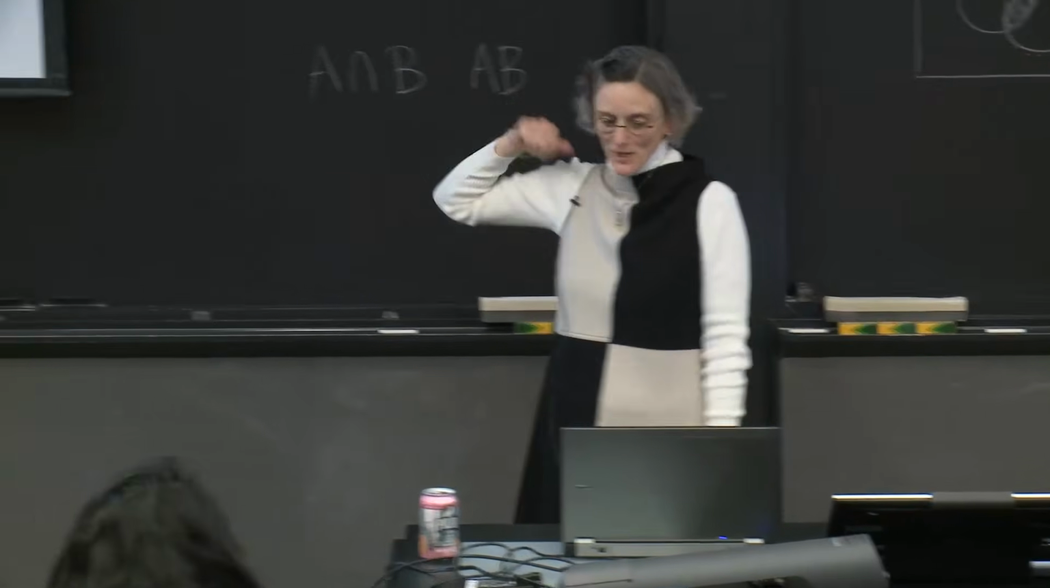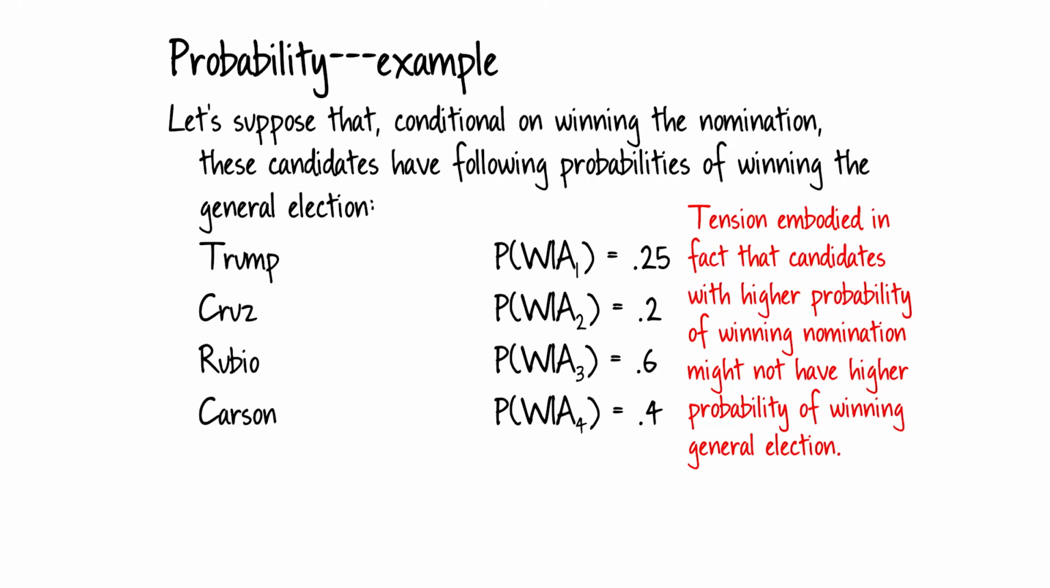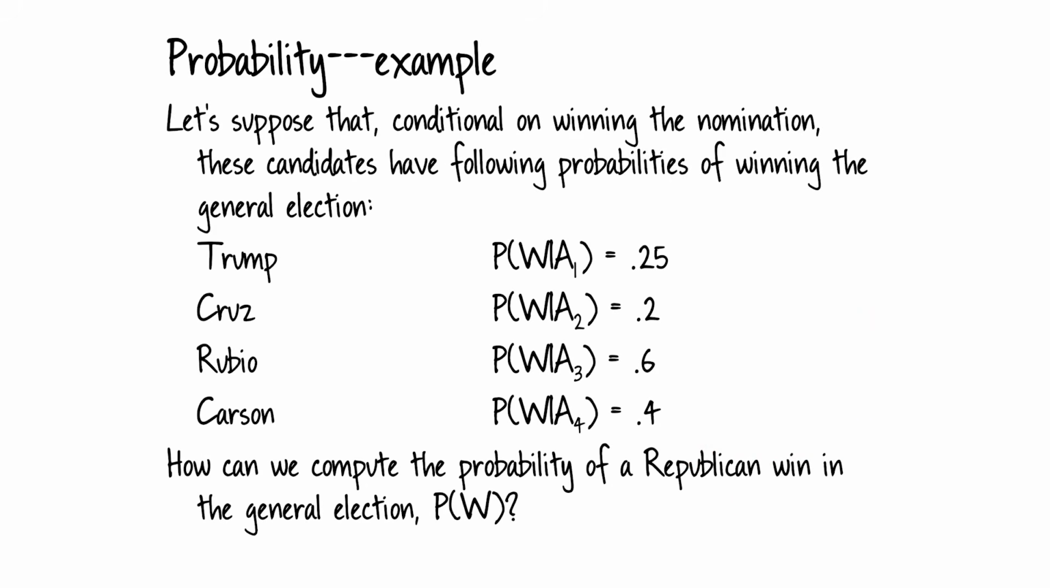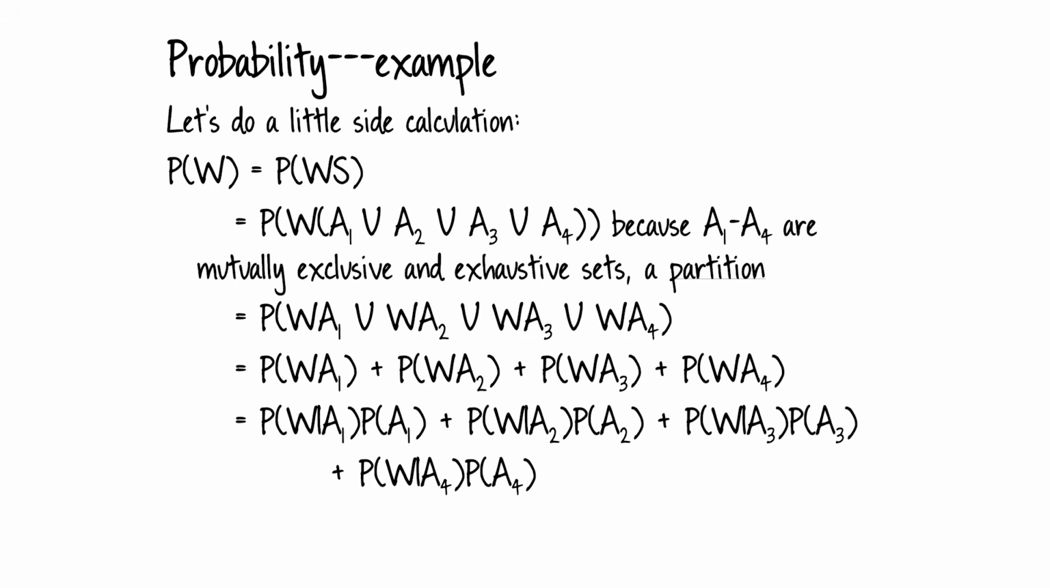Okay, so this is what I was talking about. The tension embodies the fact that the candidates with the higher probability of winning the nomination might not have the higher probability of winning the general election. So how can we compute the probability of a Republican win in the general election? We've got all this information, and from it we should be able to compute that probability. In order to do that, I'm going to do a little side calculation.